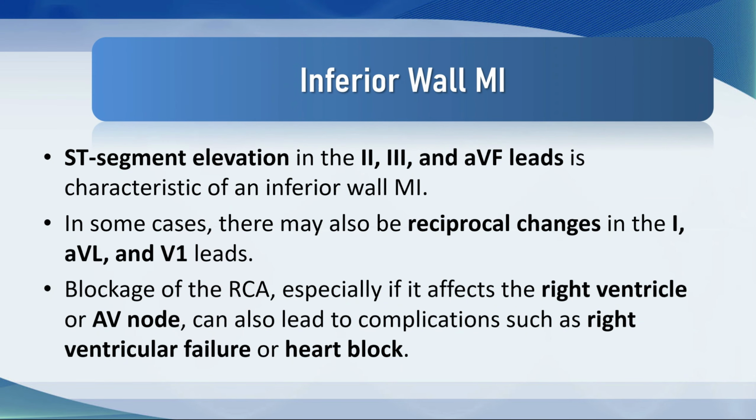There is a risk of rhythm disturbances and right ventricular infarction. What you need to look for if you suspect an inferior wall MI: ST segment elevation in 2, 3 and AVF with reciprocal changes in 1, AVL and possibly V1. Remembering the blockage of the right coronary also affects the right ventricle and AV node, so keep your eye out for rhythm disturbances.